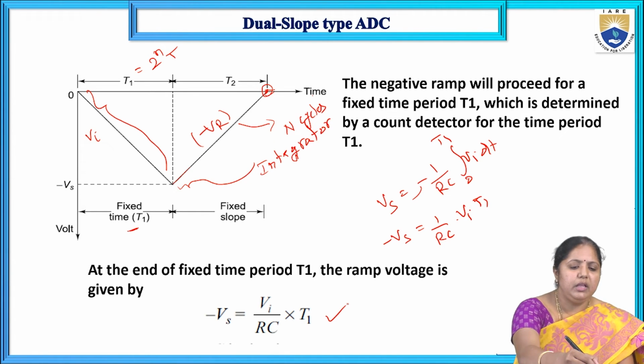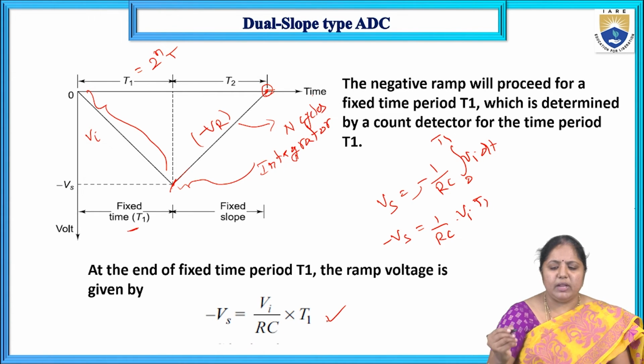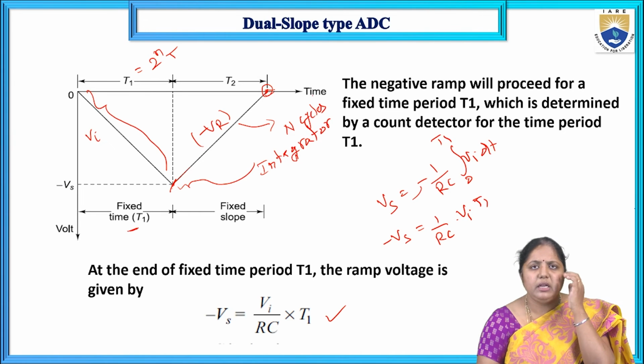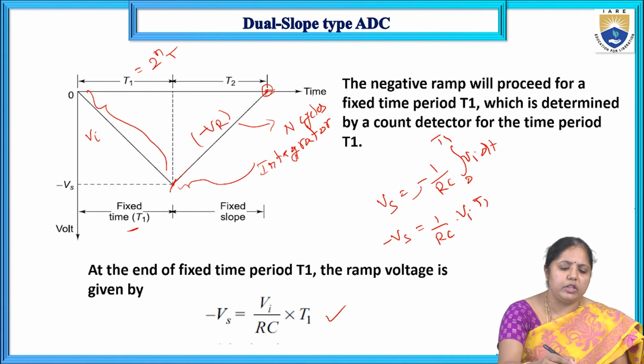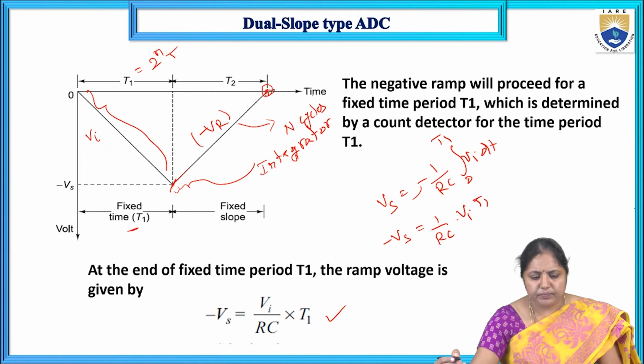Initially I have given the input voltage value Vi, and till time T1 the integrated output value equals minus Vs. So minus Vs equals Vi by Rc into time T1. Similarly, we need to find how much time it takes to bring the slope value back from the negative to zero potential.